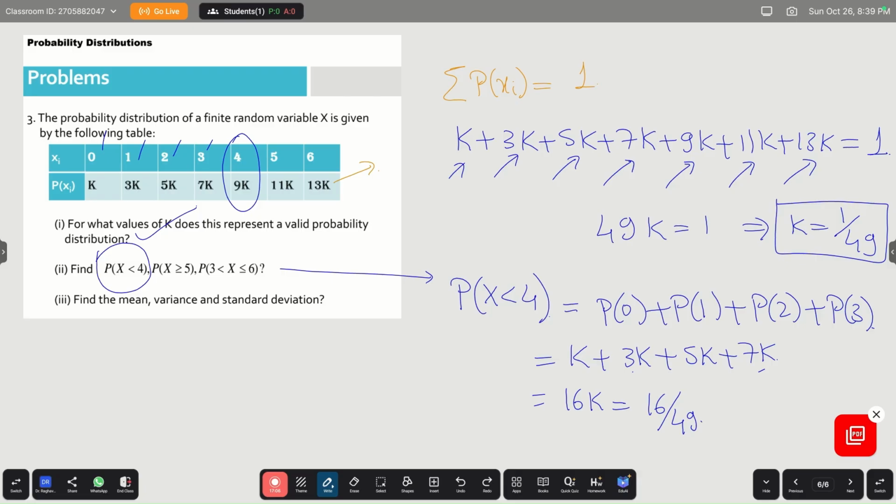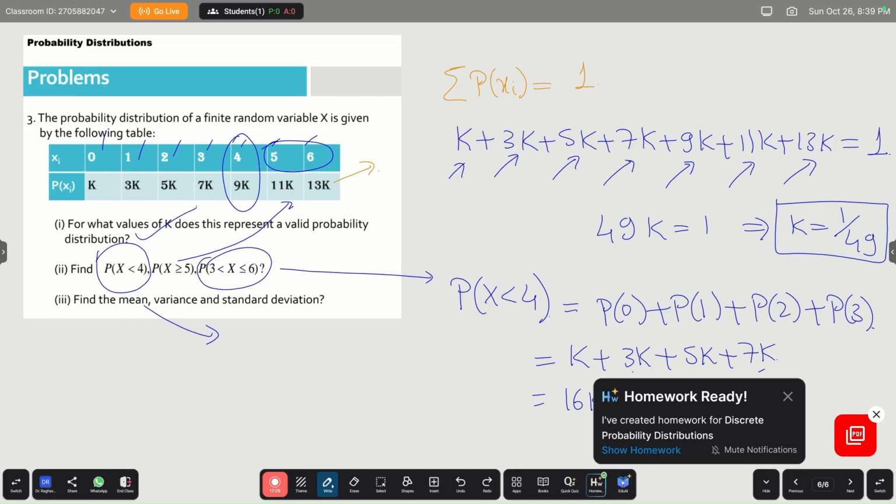Similarly, you can calculate other probabilities. X greater than or equal to 5 means it includes 5 and 6. And third problem, p of 3 less than x less than or equal to 6. So it is 4, 5 and 6 that you can add and get. And finally, you also know how to calculate mean, variance and standard deviation. Now you know the value of k, so you will know what all these probabilities are. And with the formulas we have studied, you can use them to calculate mean, variance and standard deviation.